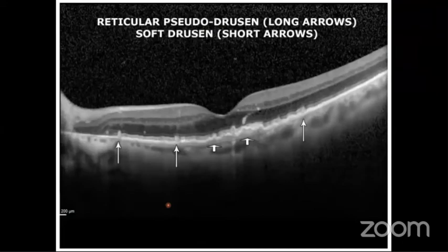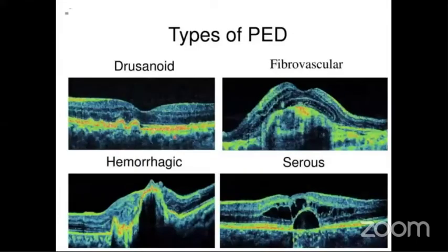So this is an OCT showing differentiation of a pseudodrusen from a true drusen. True drusen deposits under the RPE, whereas pseudodrusen deposits over the RPE. So PED can be divided on OCT based on the material accumulation. That's a drusenoid PED, fibrovascular PED where there is a fibrovascular complex. So here you see a double layer sign.